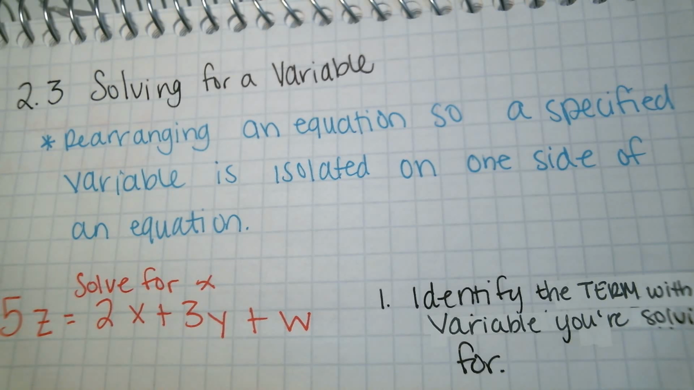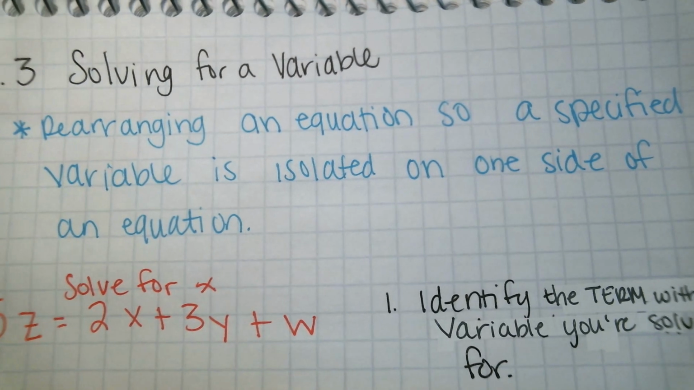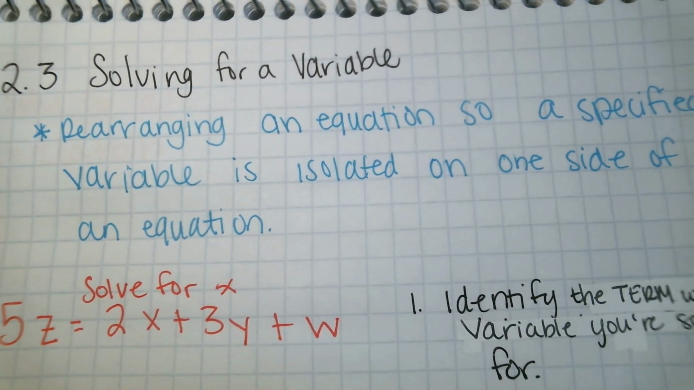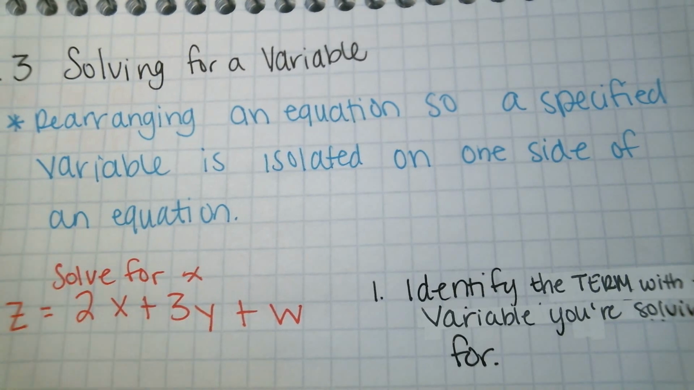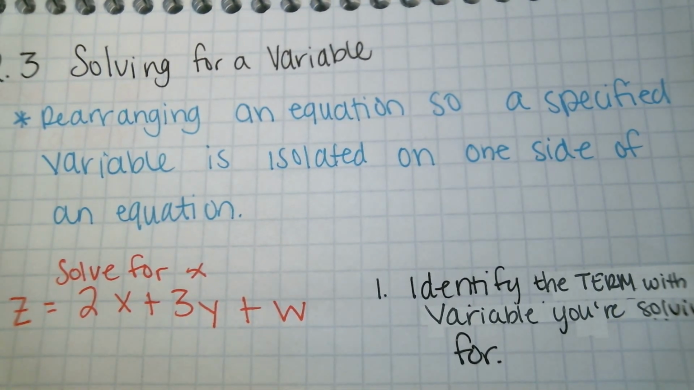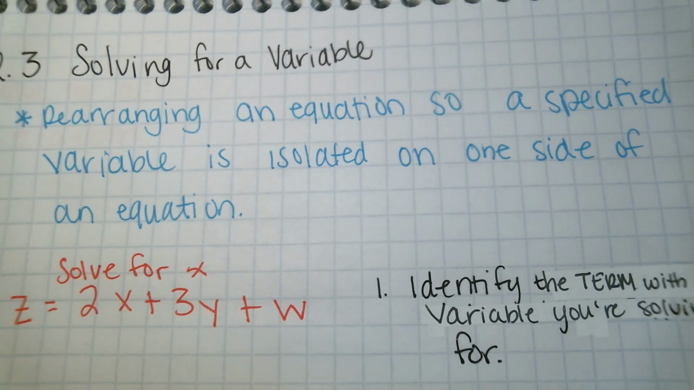In this video, we're going to be doing an introduction to solving for a variable. So this is Module 2, Lesson 3. And when you're solving for a variable, what you're really doing is just rearranging an equation so that a specified variable in an equation with many variables is isolated on one side of the equation.